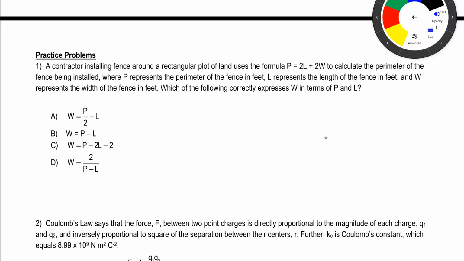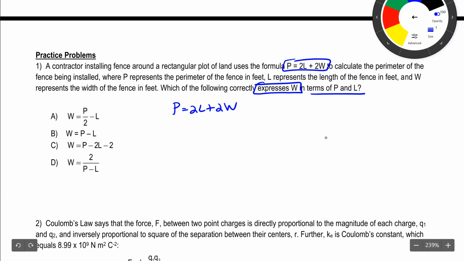Okay, if you look, it says, which of the following correctly expresses W in terms of P and L? Well, here's your function, or your equation, P equals 2L plus 2W. And we're trying to basically solve for W. All right, well, I don't need any of the other wording in the problem. I don't need to worry about the fact that it's a contractor installing a fence. It doesn't affect how I solve this problem at all. So I would subtract 2L over. So that would get the 2W by itself. So P minus 2L equals 2W.